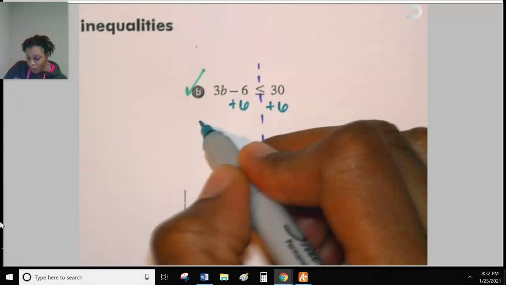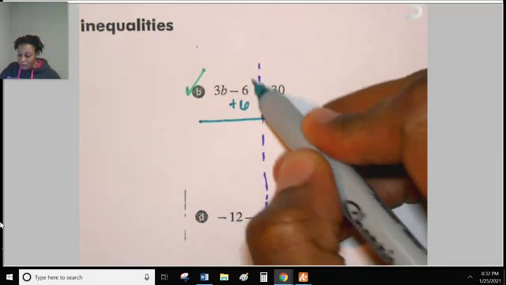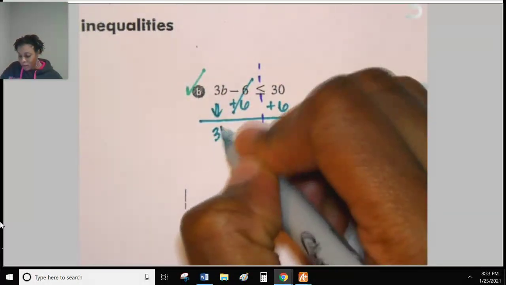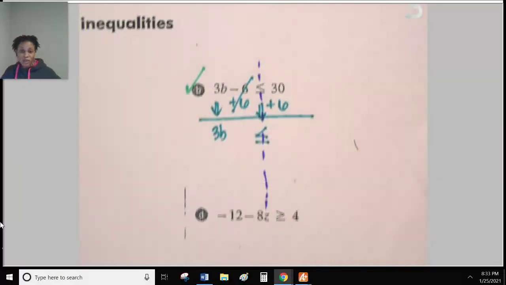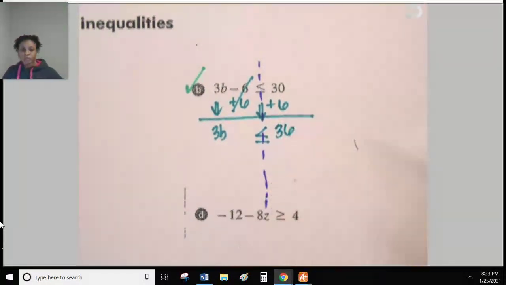Draw my line all the way across for my people who like to skip that part. It's so important. I have a positive 6 and a negative 6. These will create a 0 pair, so they're gone. Make sure you bring down your 3B. Bring down your inequality symbol, which is less than or equal to, and then we're going to combine 30 and 6. So 30 and 6 will become 36. So my two-step is now just a regular old one-step.